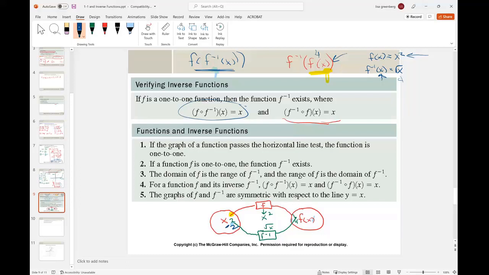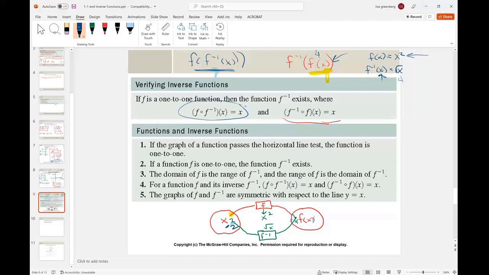We want to make sure it's 1-to-1 so we know where we start. We can't start with any two different values. Wherever we start, if I go through the function and the inverse, I come back to where I began. That's basically what inverse functions do. Make sense? All right, good. So if the graph of a function passes the horizontal line test, the function is 1-to-1.